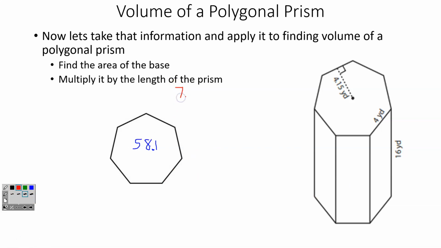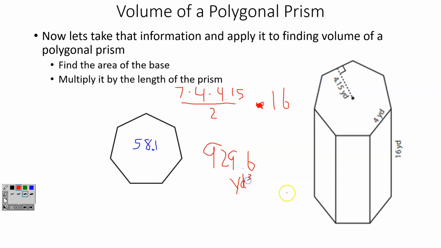So I'm going to write it out. 7, which is the number of sides, times 4, which is the length of one side, times 4.15 divided by 2. And then we're going to multiply that, draw the best circle as I can do, there we go, by 16, which is the height. And you should get an answer of 929.6 yards. Now, because it's volume, we're going to say cubed.